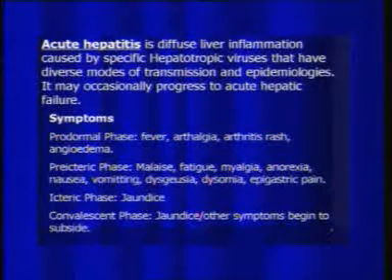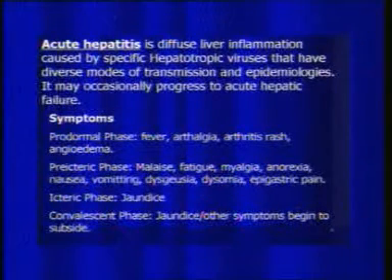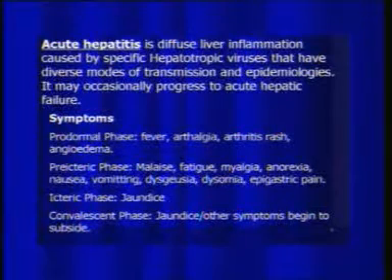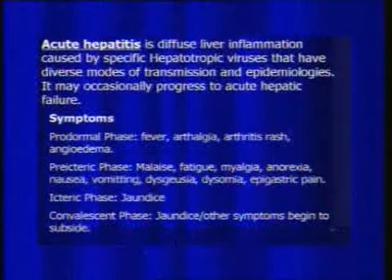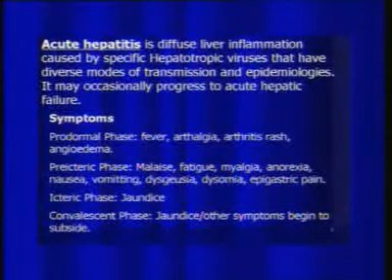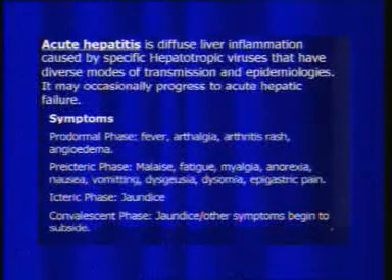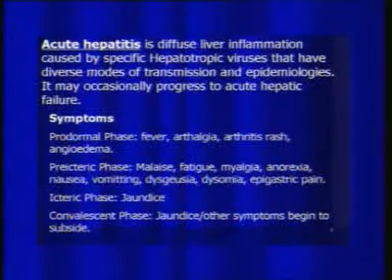It may occasionally progress to acute hepatic failure. The major symptoms can be divided majorly into four phases. The prodromal phase, which initiates or remains for about 1 to 2 days, maximum till 3 days. This is fever, arthralgia, arthritis, rash, and angioedema, the beginning of the abnormalities in the human body.